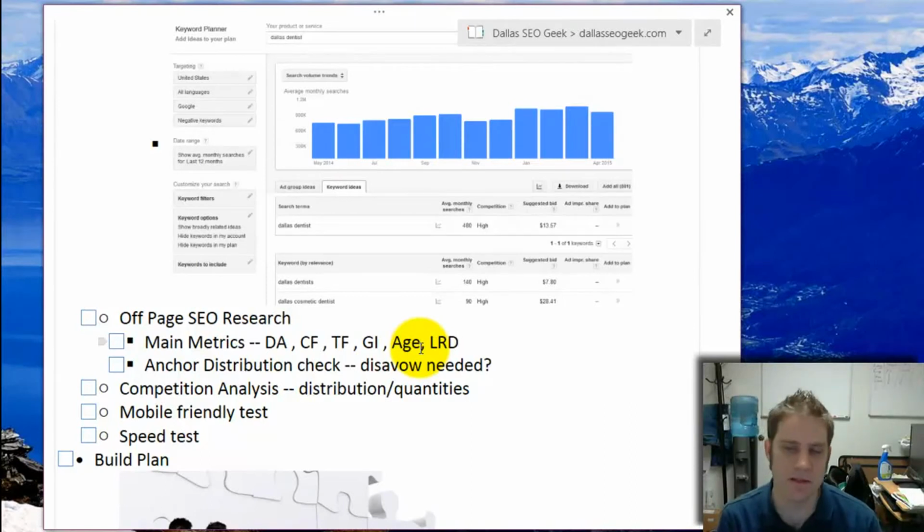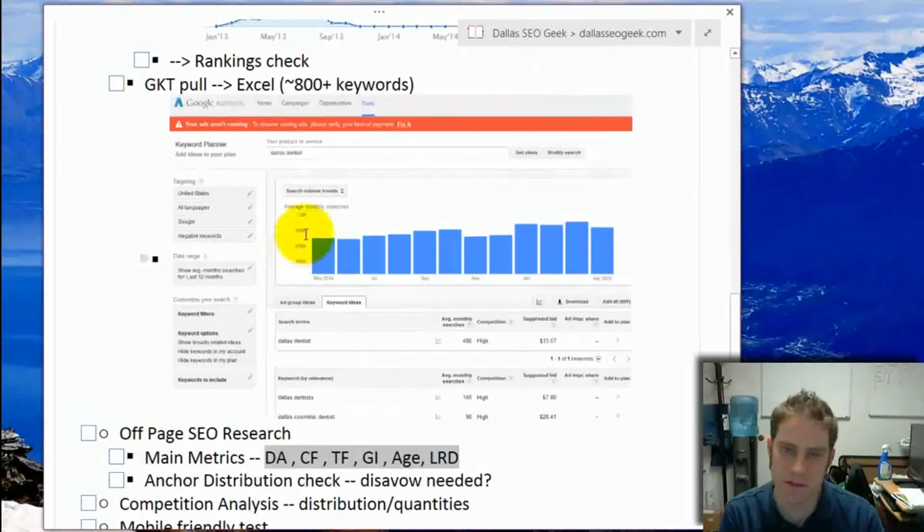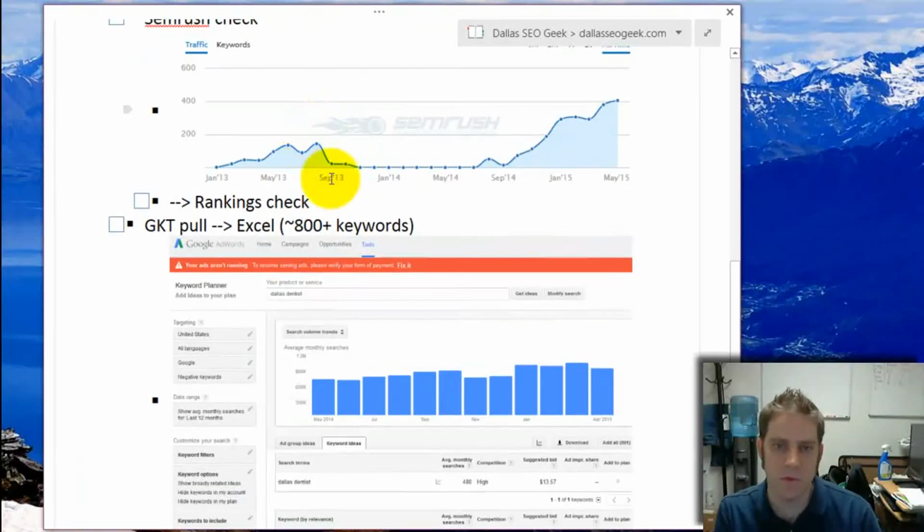And then LRD stands for linking root domains. So this is how many different unique domains are linking to your site. And this is a very important metric. I won't go into the details here. I do have some other videos on off-page SEO where you can understand a little bit more about that. And with these metrics, I can get a really good idea of what's going on, especially when I combine it with what's going on here.